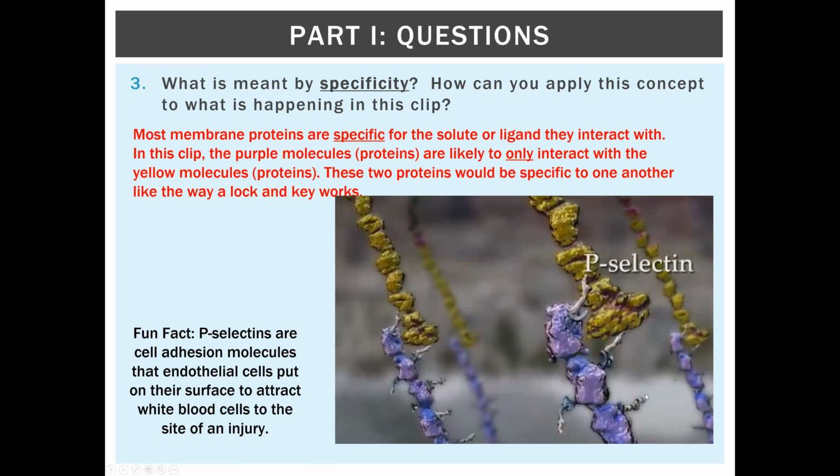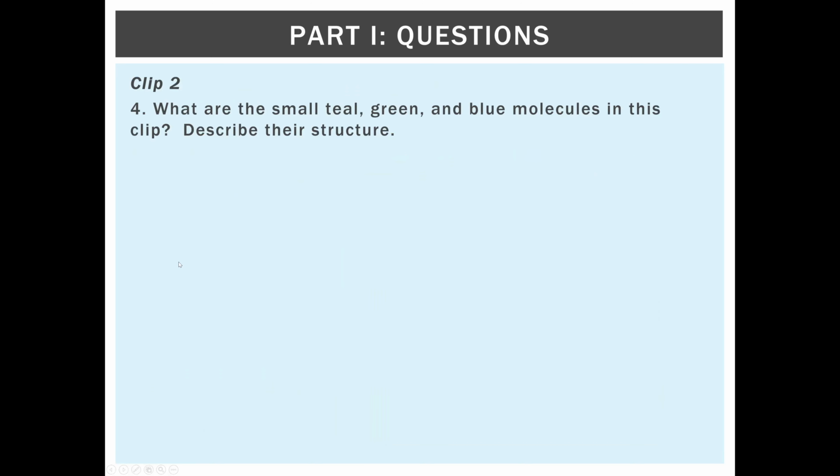A fun fact, these compounds are called P-selectins, and they are actually cell adhesion molecules that endothelial cells, again, those are the cells that line the blood vessels, put on their surface to attract white blood cells to the site of an injury. So a little fun fact for you. You don't need to remember that. Okay, let's watch clip 2.